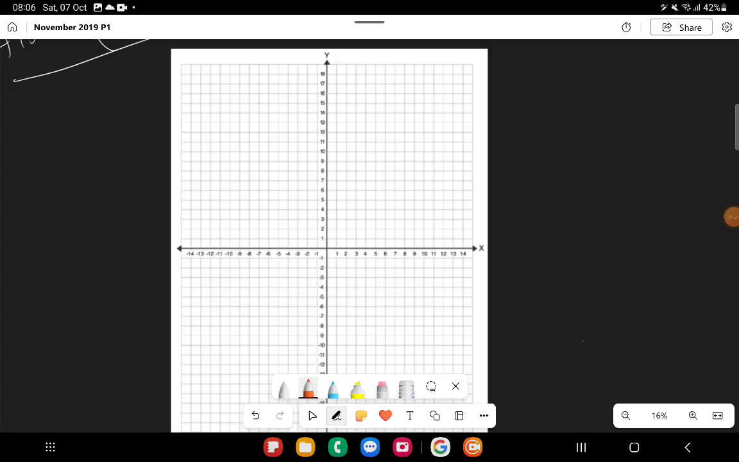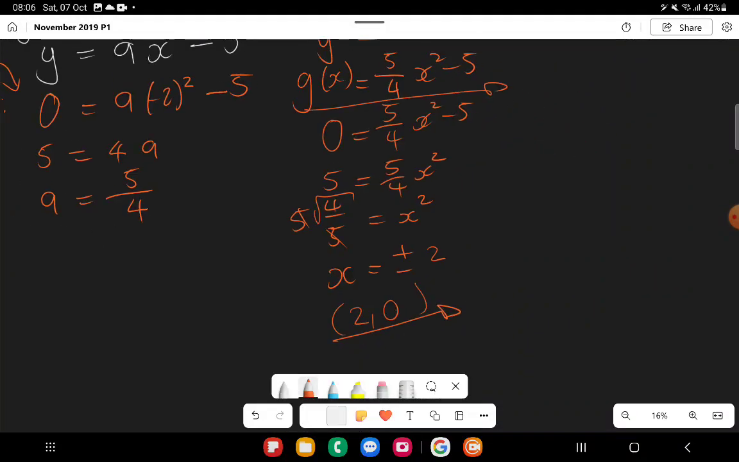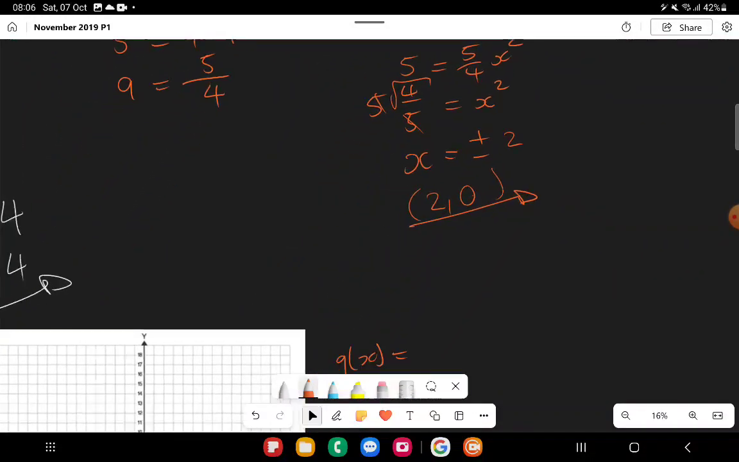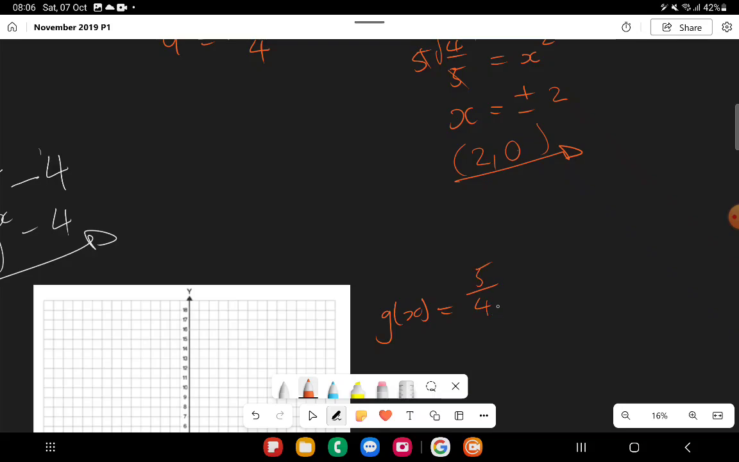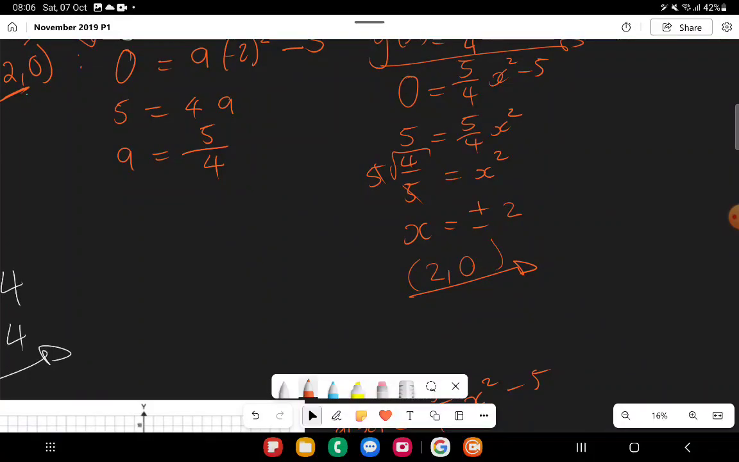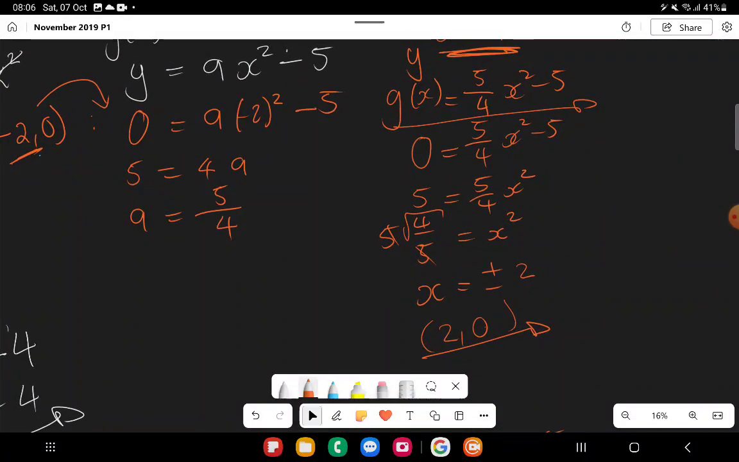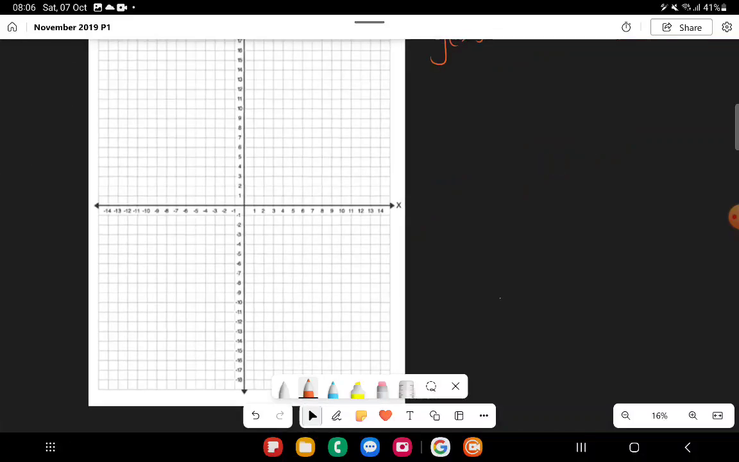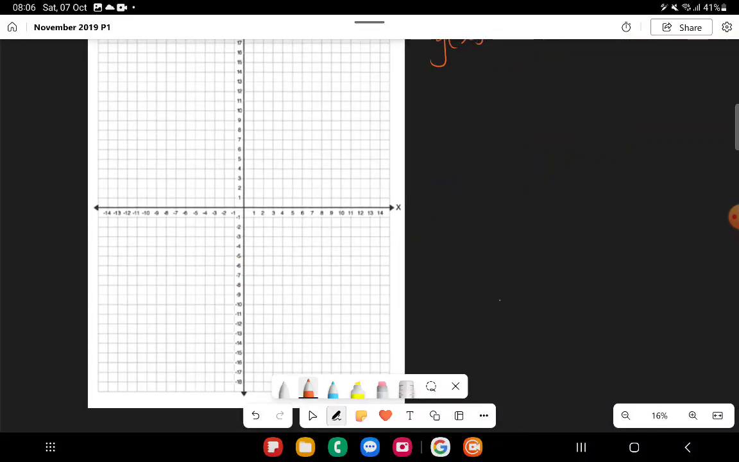The first equation, let's start with g of x. We said that g of x is equal to 5 over 4 x squared minus 5. Based on this, we have a y-intercept at negative 5, which is here. And we've got a positive and a negative x-intercept. So our g of x will look something like this.